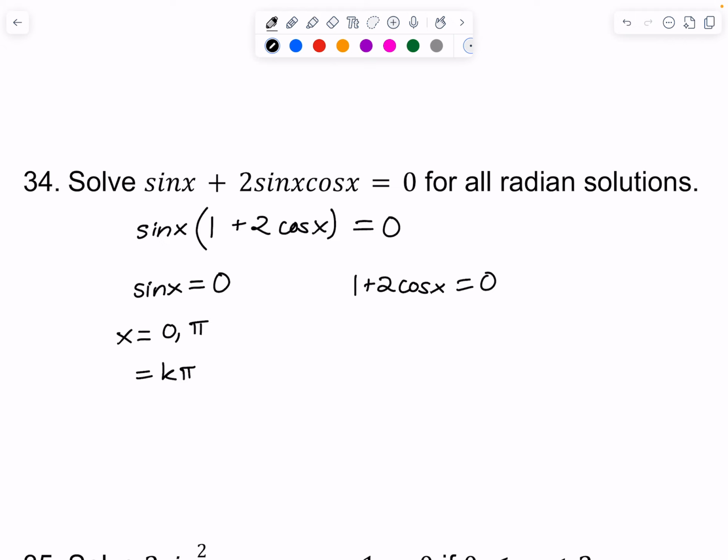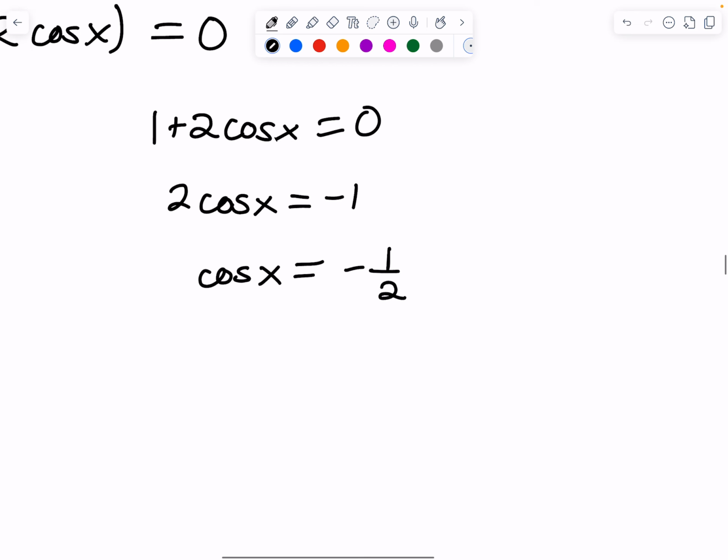1 plus 2 cosine x equals 0. We can subtract 1. We get 2 cosine x equals -1. Then we divide by 2. We get cosine x equals -1/2. And then there are two places that happens. The first is in quadrant 2. And if cosine is 1/2, that's the short side of a 30, 60, 90.